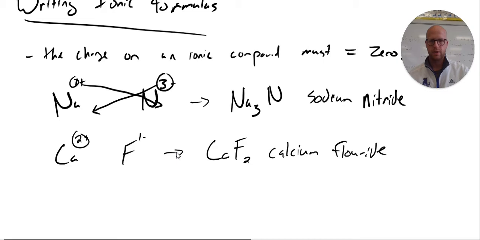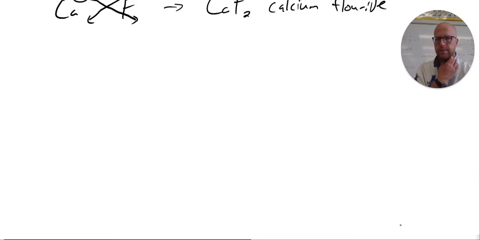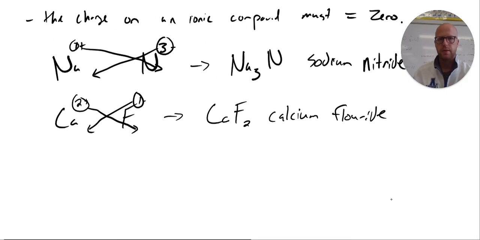Same thing works down here. If I crisscross the charge, it tells me how many of each atom I need. How many calciums do I need? I need 1 calcium. How many fluorines do I need? I need 2 fluorines, CaF2. Now, so there's basic writing compounds, and I think we were doing good with that the other day.